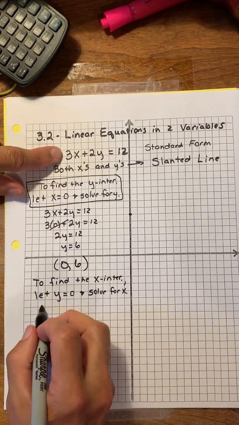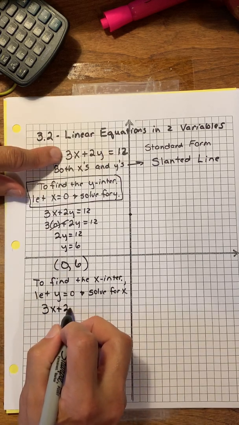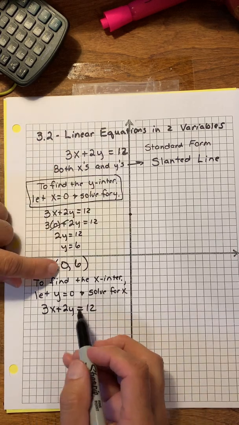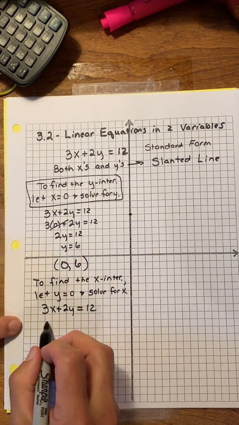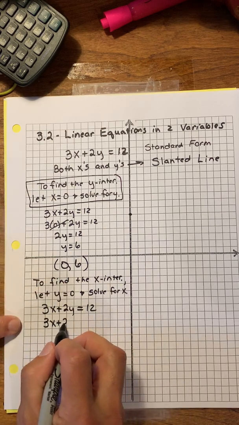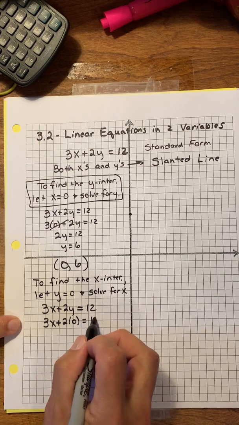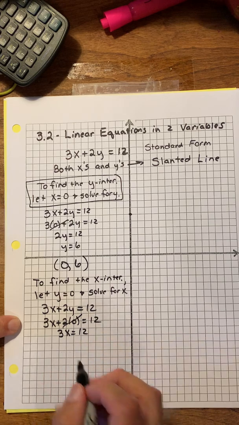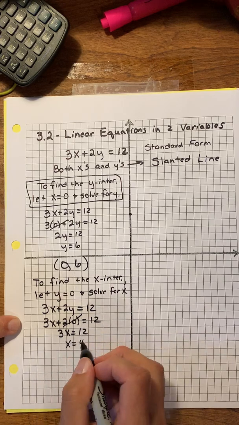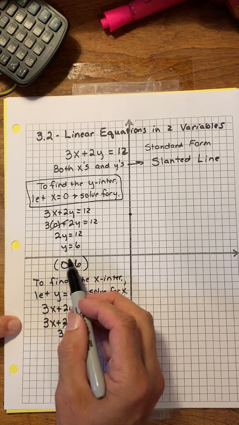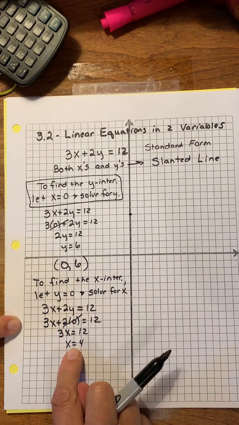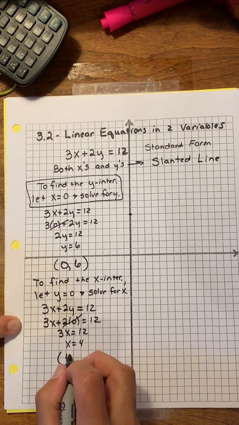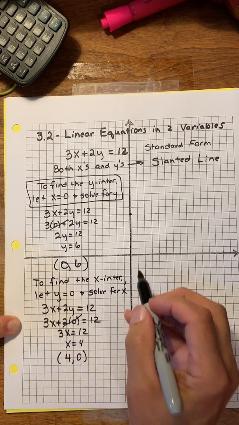Here's my equation. Let's let y equal 0. That's just 0, so I get 3x equal 12. Divided by 3, x is 4. So wherever my line cuts the x-axis, it's at the point 4. We say the x-intercept is (4, 0).